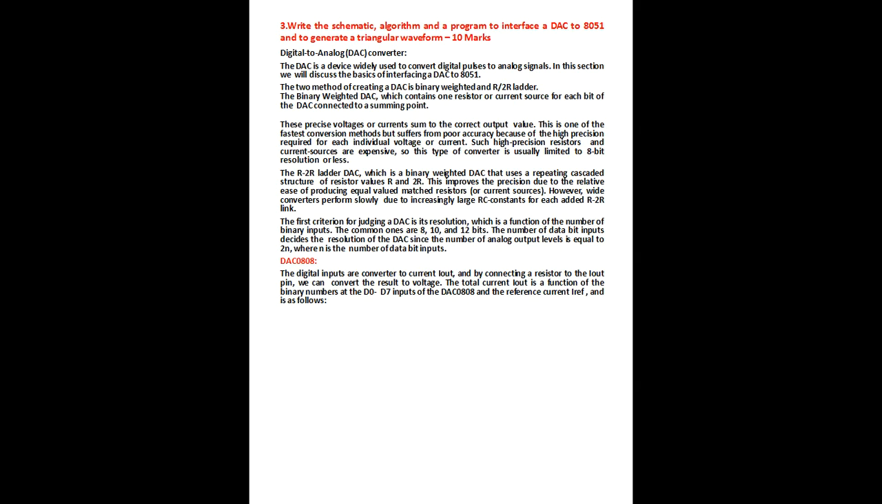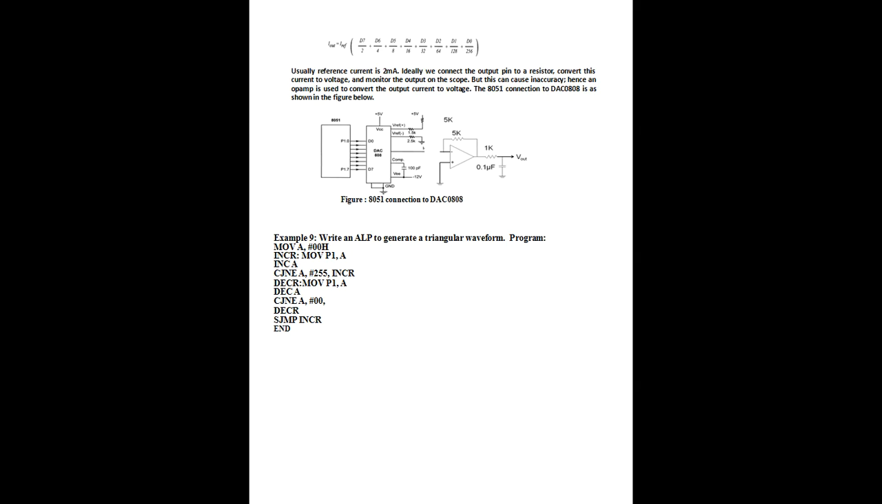Here, using the DAC, you have to generate a triangular waveform. You can see how the DAC 0808 is going to convert by using I out equal to I reference times all the 8-bit data, D0 to D7, divided by the respective powers of 2: 2 to the 1, 2 to the 2, up to 2 to the 8. These are the different bit positions of the binary conversion. Usually the reference current is 2 milliampere.